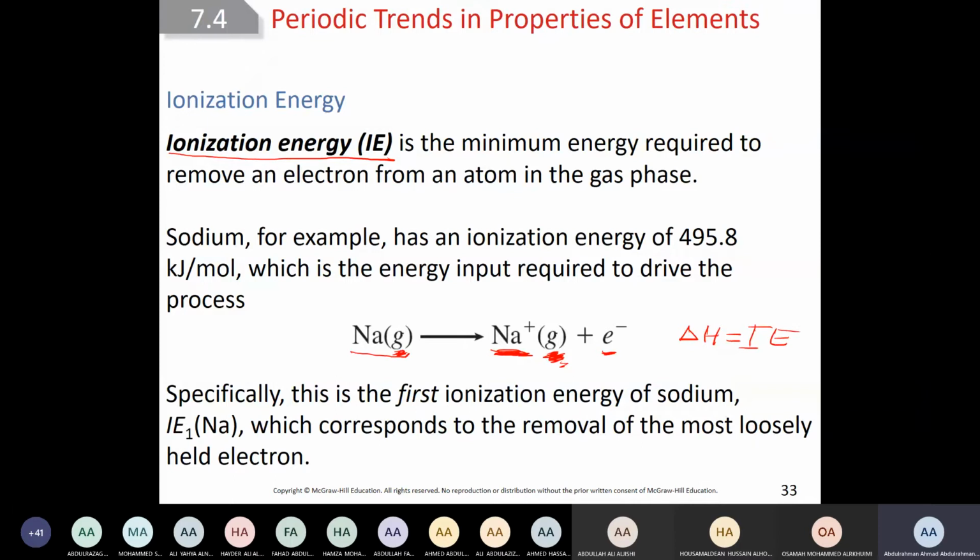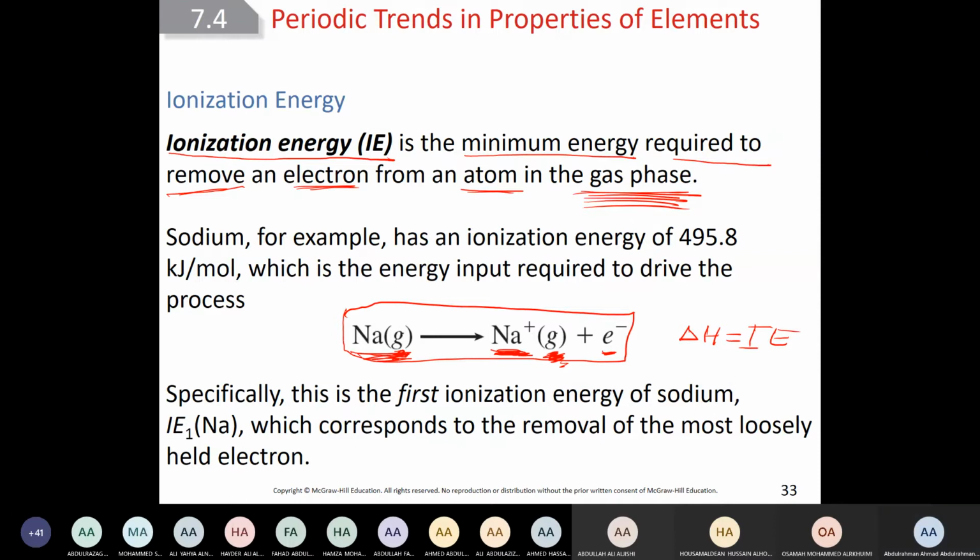I want you now to define ionization energy. Energy needed to remove an electron from a neutral atom. What type of element? What physical state? Gas. Gaseous element, not solid. So ionization energy is the minimum energy required to remove an electron from an atom in the gas phase. If I want you to write ionization energy, you should have everything in gas phase and then write an equation like this one. So this equation represents ionization energy. Is this clear?